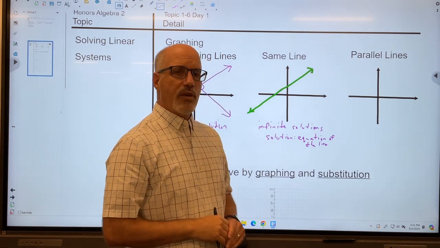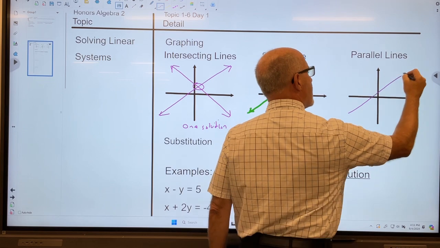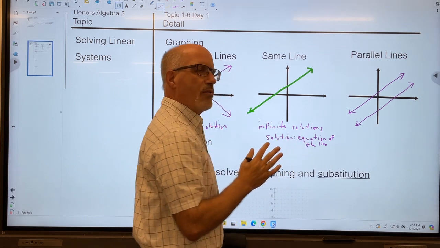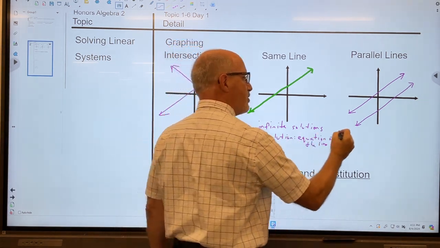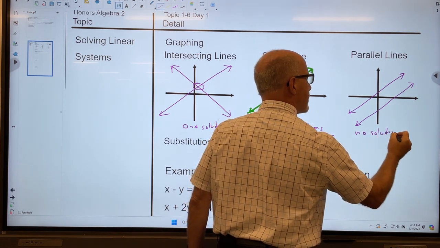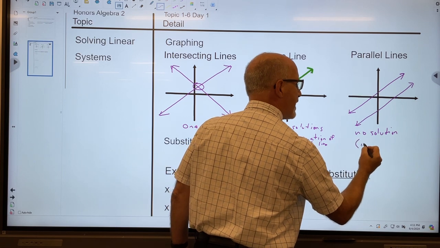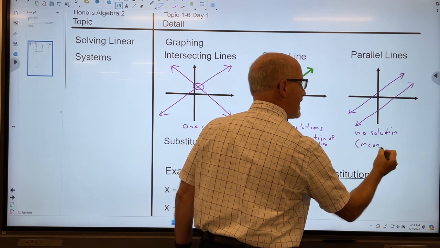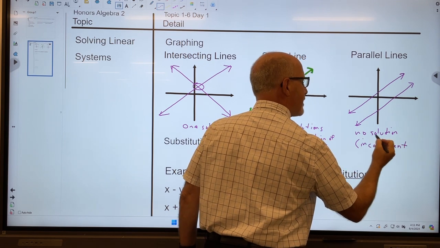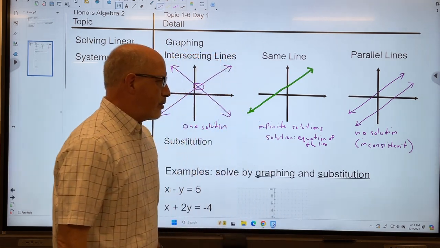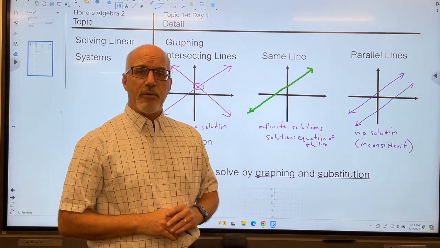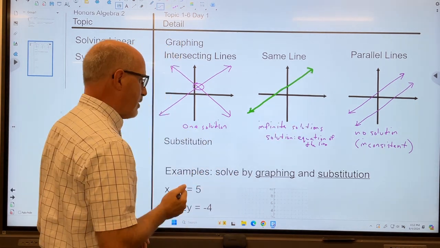The last case is when you have parallel lines. If you have two lines and they have the same slope, those two lines will never intersect, so there's no solution. A term we'll use for that is inconsistent. So no solution would be inconsistent. These are the three visuals for what could happen with a linear system. Two lines could be any one of those three.